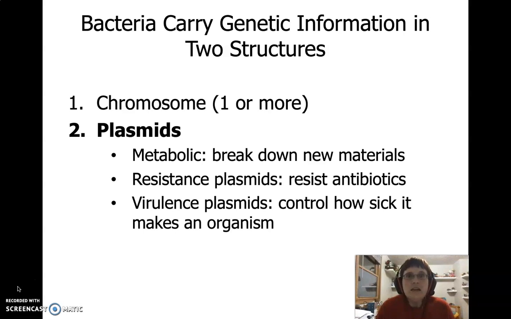The key with a virulence plasmid is to make your host just sick enough that you get passed on. So that all depends on the combination of genes that are in that virulence plasmid.